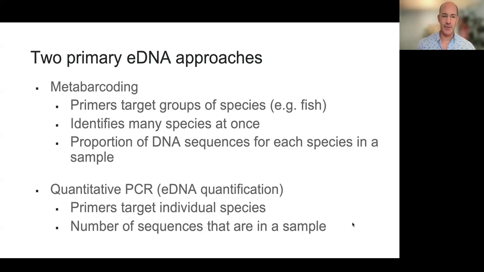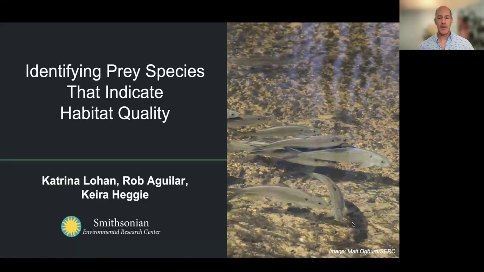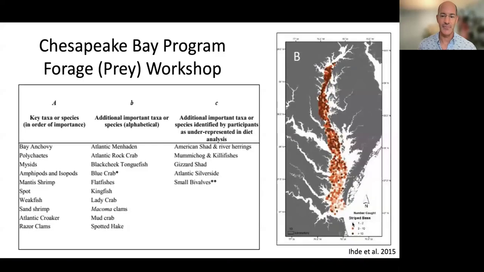So we use both of these approaches. And I'll talk first about identifying prey species that indicate habitat quality. This is the metabarcoding approach. The geneticist I work with for this is at Smithsonian. Her name's Katrina Lohan. She has the office next to mine, and we're working on a number of projects together.